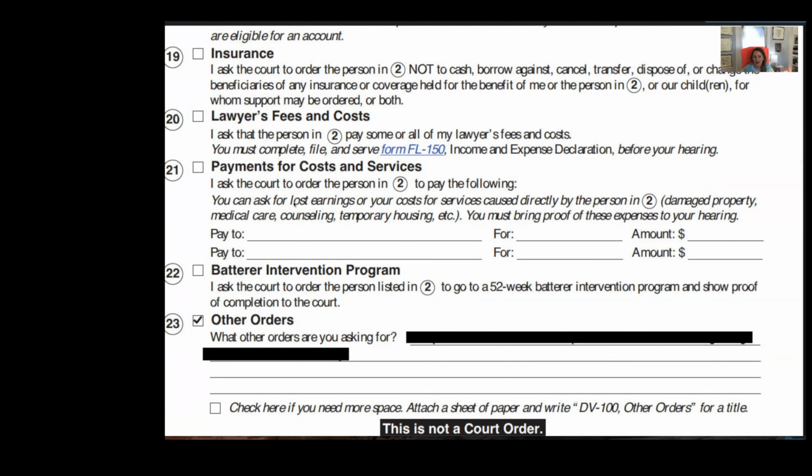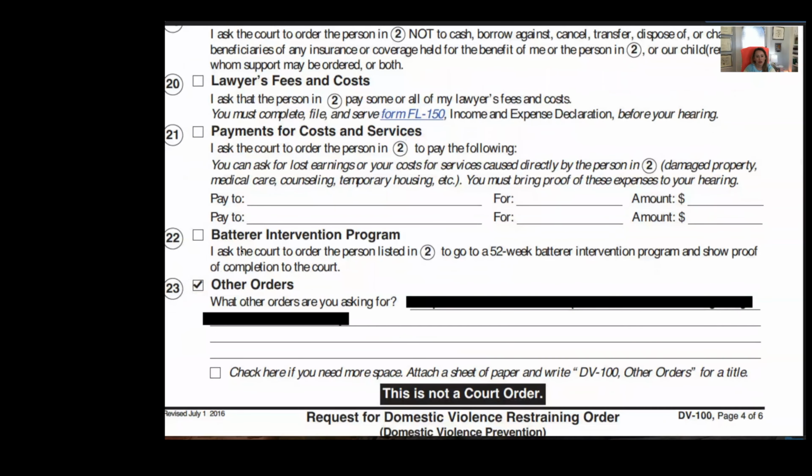So I choose wisely what I check off. Number 22, batterer intervention program is 52 weeks. Show proof of completion of court. This is important if you're filing for domestic violence, because the other side is probably violent in some shape or form. Therefore, a 52-week batterer intervention program can help.